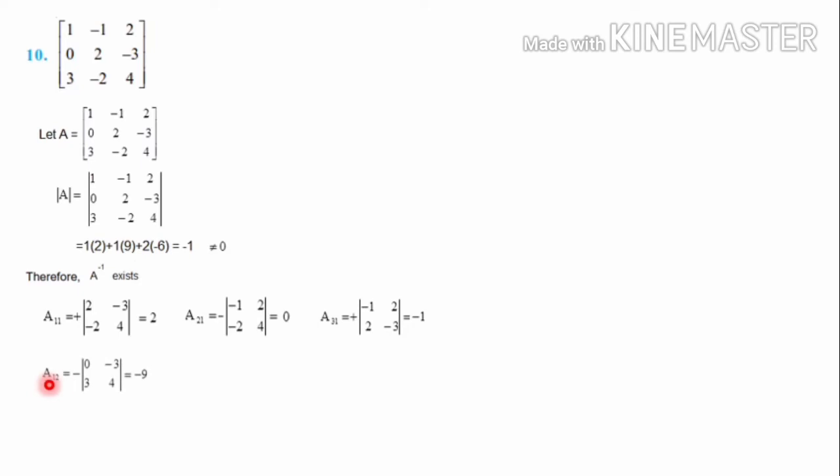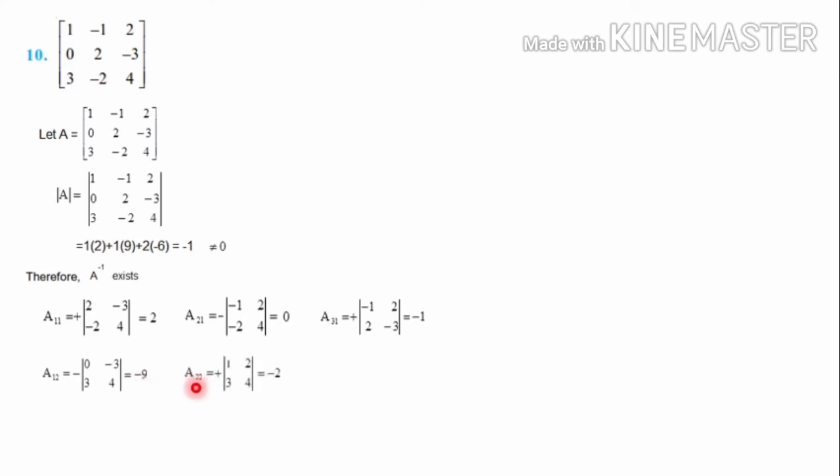Next is A12, that is the cofactor of the first row second element. The first row second element is minus 1, and that particular row and column are eliminated. 0, minus 3, 3, 4 are the remaining elements. With that, we have formed the determinant, and after calculation we have got the answer as minus 9.